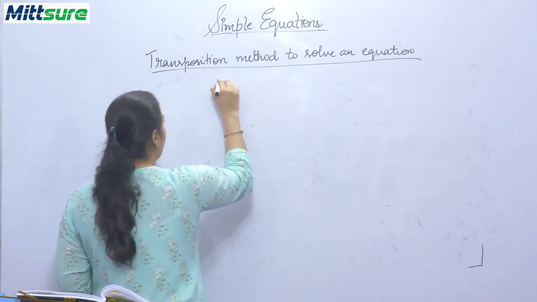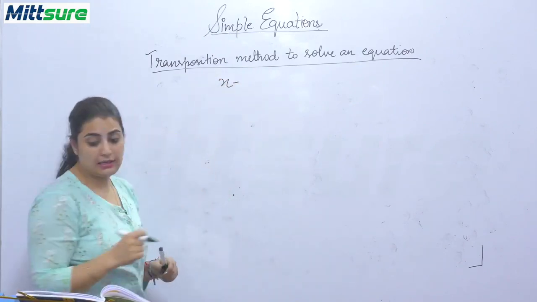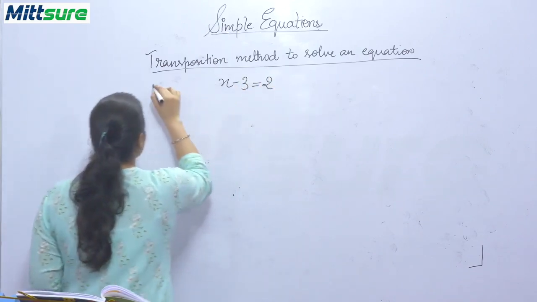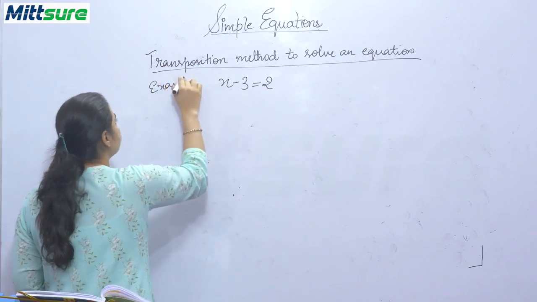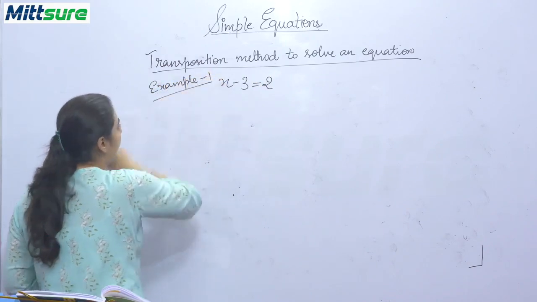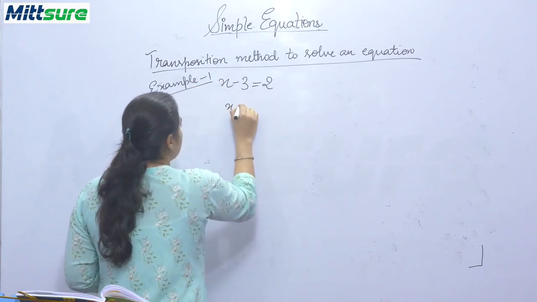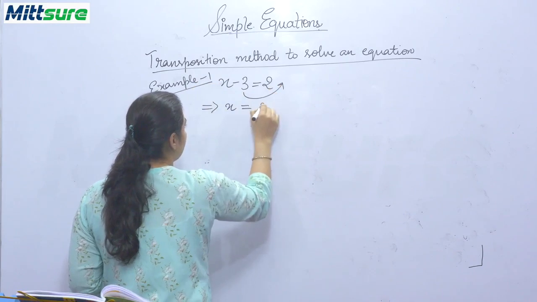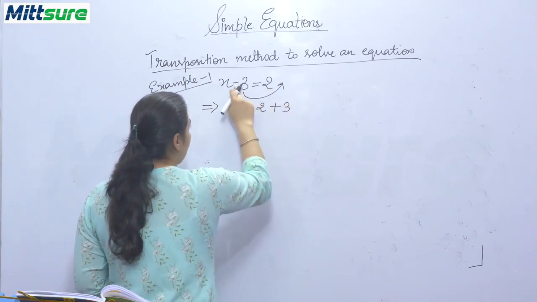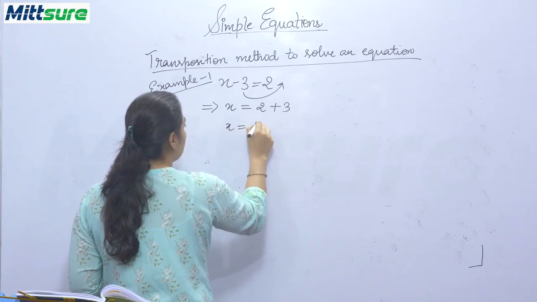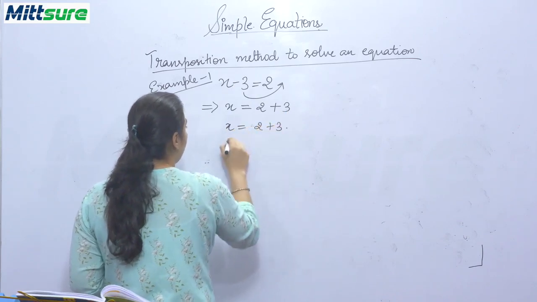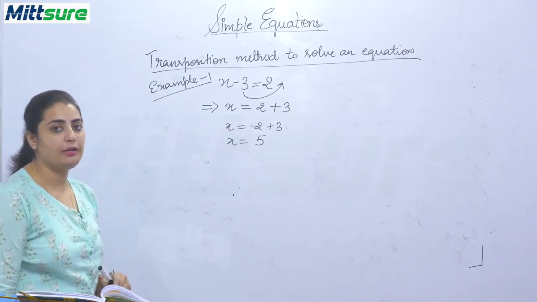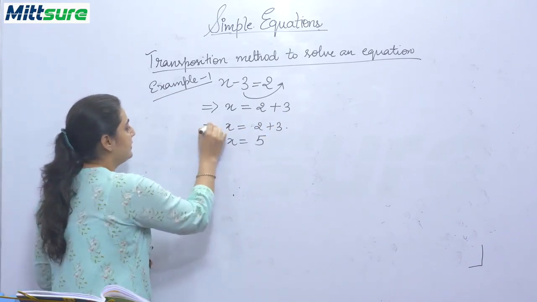Now you are going to solve it first: x minus 3 equals 2. And you will also be checking your result. So this is example 1. x minus 3 equals 2. The next step will be transposing the 3 to the other side: 2 plus 3. The sign will get changed. So x is equal to 2 plus 3, x is equal to 5, right? So the value that you have got is x is equal to 5.